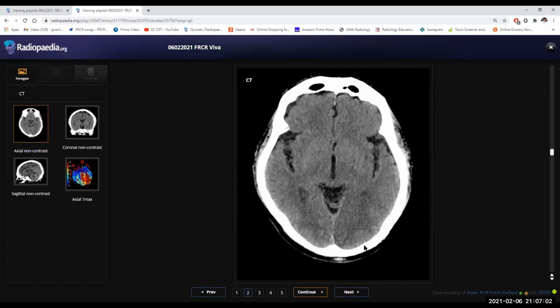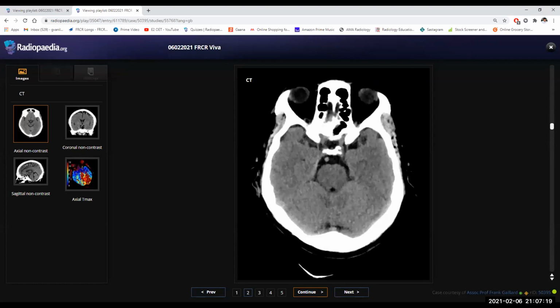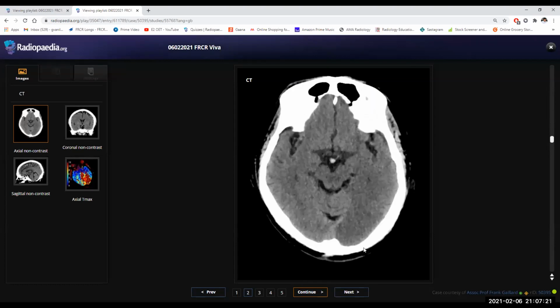I'll do a contrast enhanced study to see if there is any thrombus in the circle of Willis. Can you see any thrombus in the images provided? No, actually, I cannot see it. Usually, we see the hyperdense MCA, but in the posterior I do not see any.